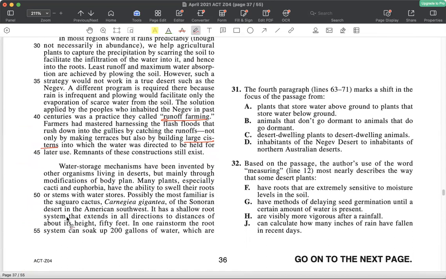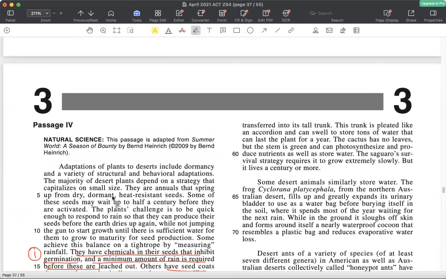And we focus particularly on the saguaro cactus, which has a shallow but widely dispersed root system that can soak up to 200 gallons of water. And all of that water can then be stored in the stem, which can swell and store tons of water. There are no leaves, but the stem itself is green and carries out photosynthesis.